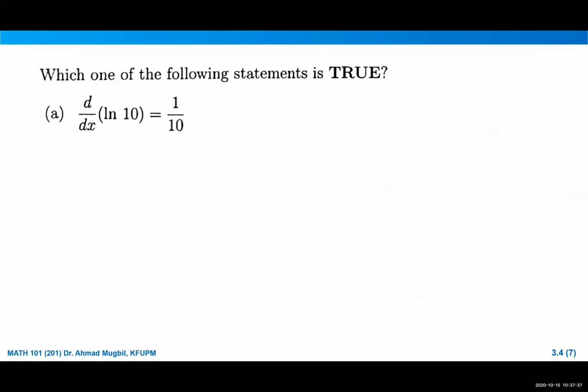Now let's, ya shabab, solve these together, please. Which one of the following is true? Is this true? Do you remember? I think we didn't study this before, did we? What is the derivative of ln x? It is 1 over x. We will study it later, I think. The derivative, ya shabab, of ln x is 1 over x.